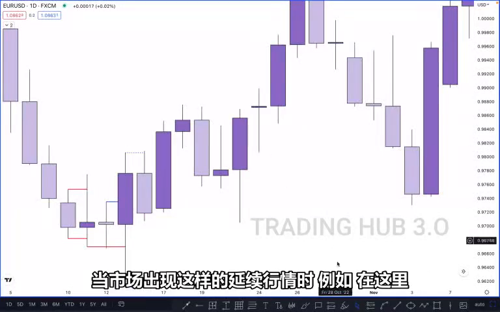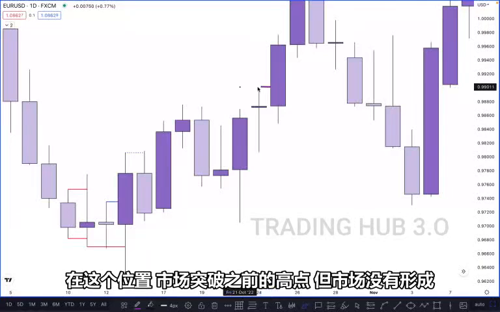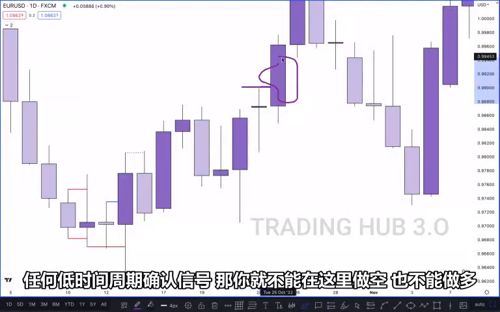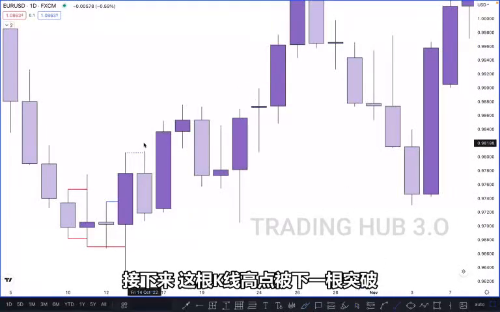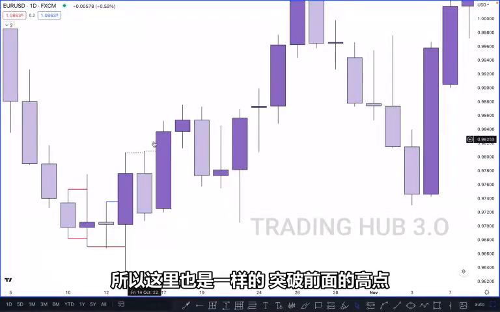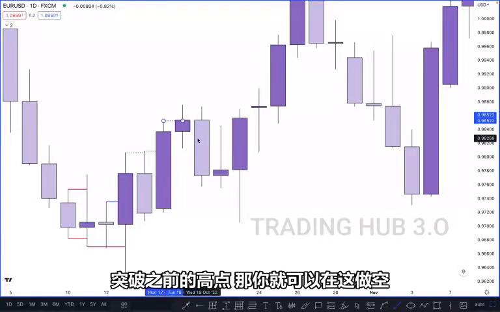And when the market breaks the continuation move, something like this, for example here, breaks this high. So at this point, the market breaks the previous high, but the market does not create any lower time frame confirmation, then you can't sell here and you can't buy here. Okay, so let's see what happened next. Again, this candle high is broken by the next candle. So simply you can do the same thing, break the previous high and sell here as per the 15-minute change of character here, right? Again the same thing happens here, it sweeps the previous high and definitely you can sell here.